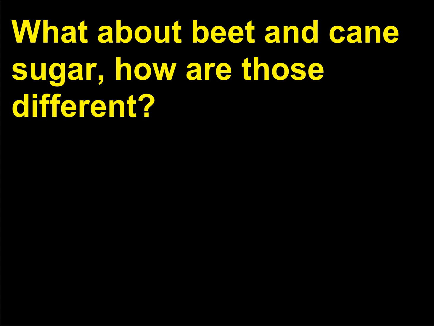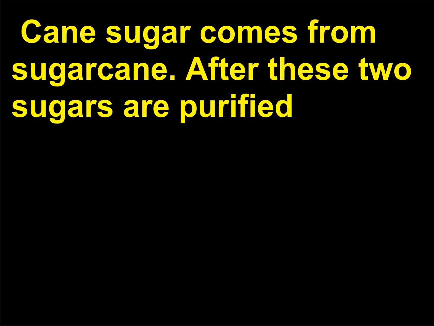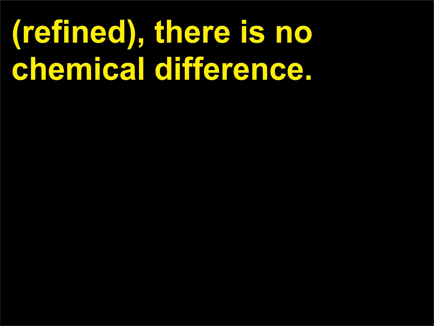What about beet and cane sugar? How are those different? Beet sugar comes from sugar beets. Cane sugar comes from sugar cane. After these two sugars are purified, refined, there is no chemical difference.